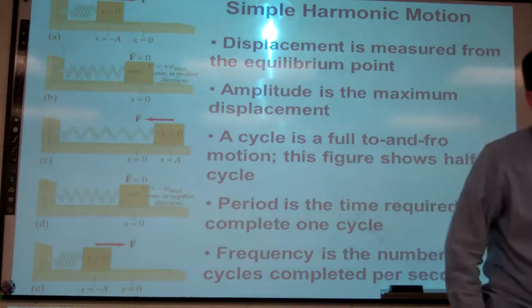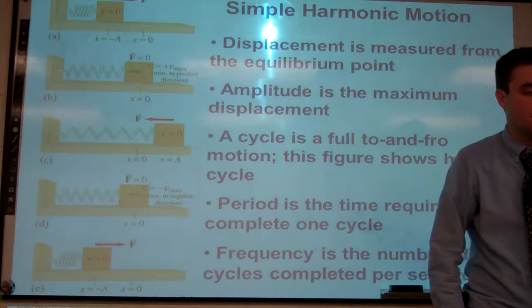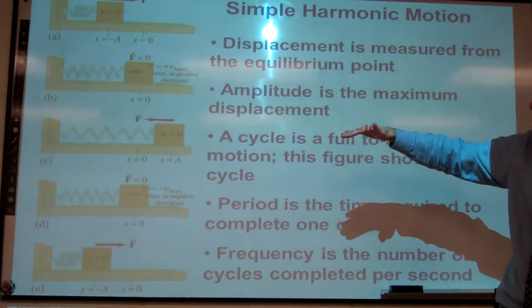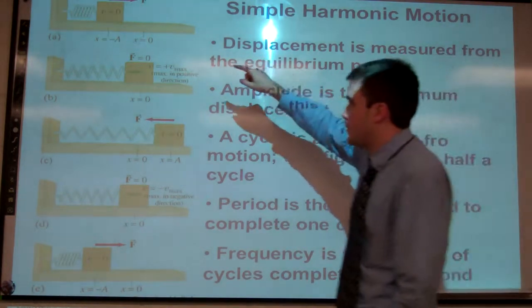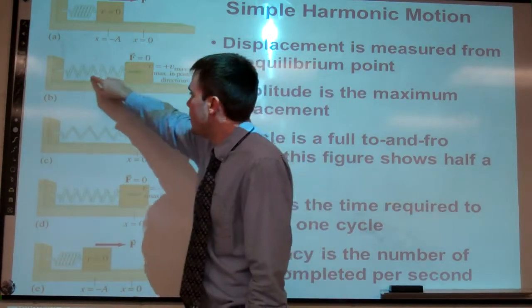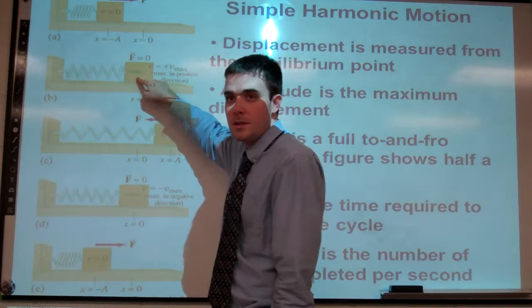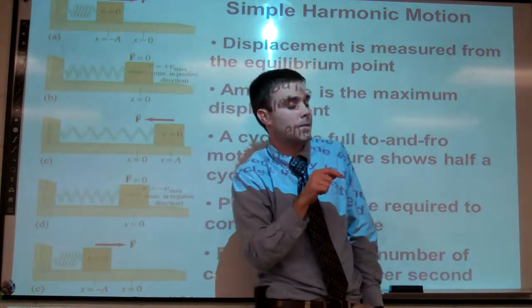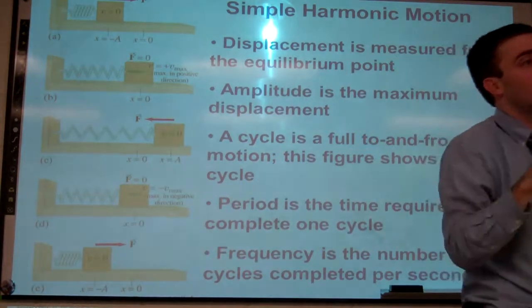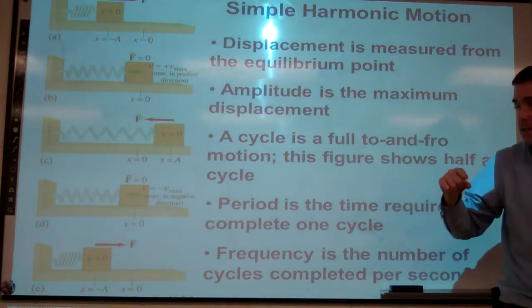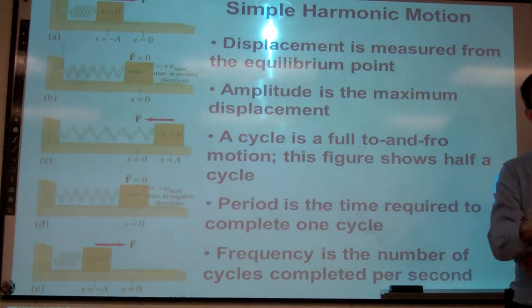A cycle is a full to and fro motion. Each step on here shows half a cycle. So a cycle would be if we started here, we go there, and back. It's not just getting back to the equilibrium position, it's getting back to the equilibrium position and going in the same direction.